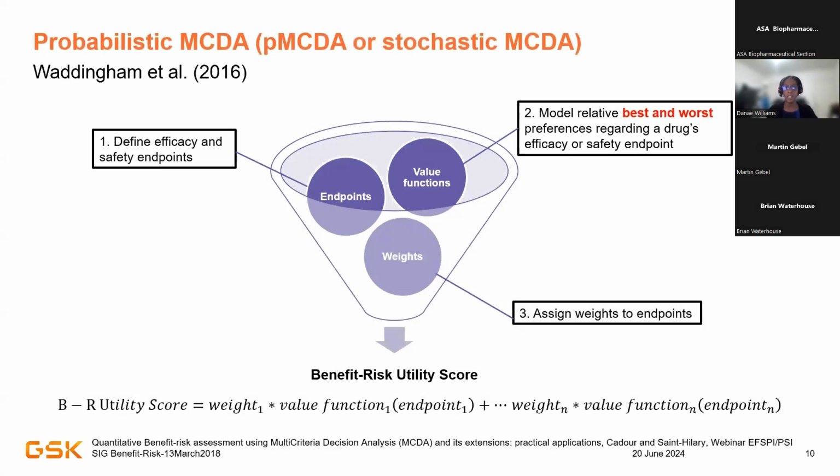Lastly, for the sensitivity analyses, this was performed using the probabilistic MCDA, or the multi-criteria decision analysis model, by Waddingham and other authors back in 2016. You'll notice that the framework of the model is similar to the CUI model, but the only difference is that if you take a look at step 2, where it's mentioned for the best and worst preferences, this is represented as a random variable, rather than with the CUI model, which was using single summary values instead.